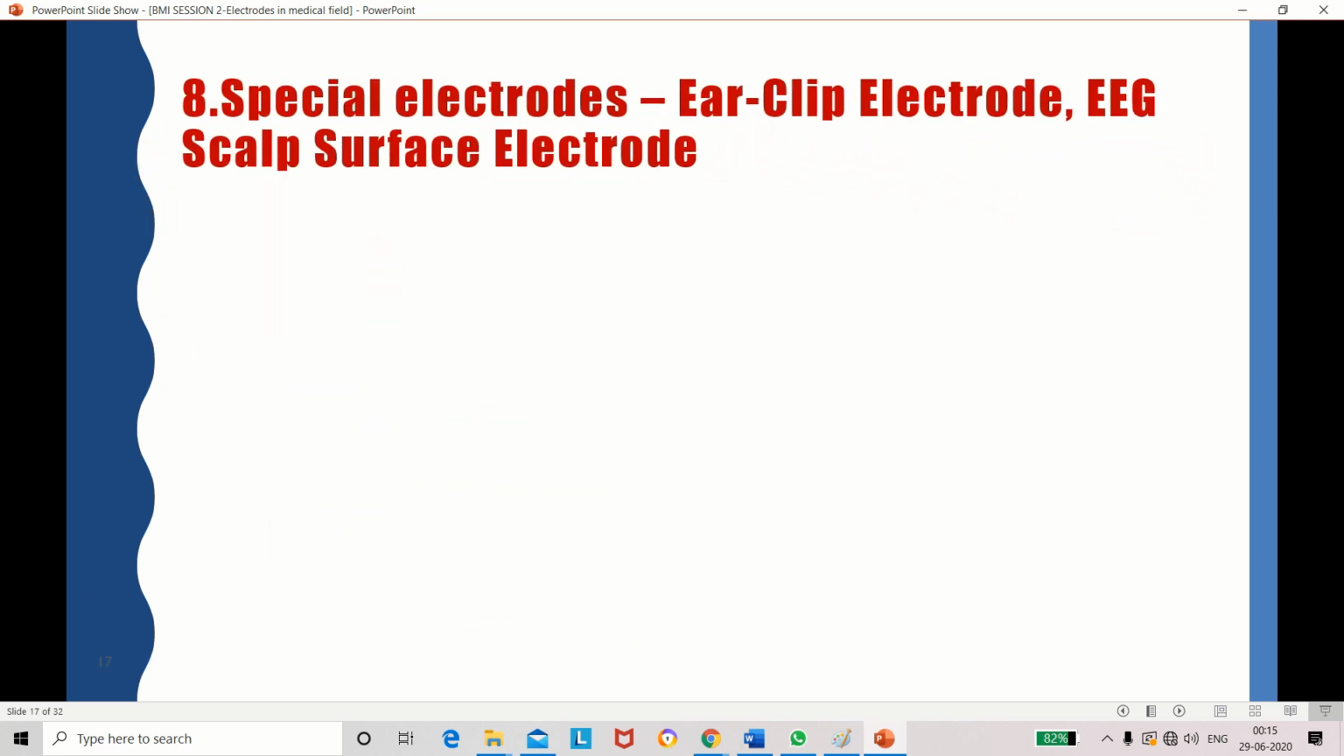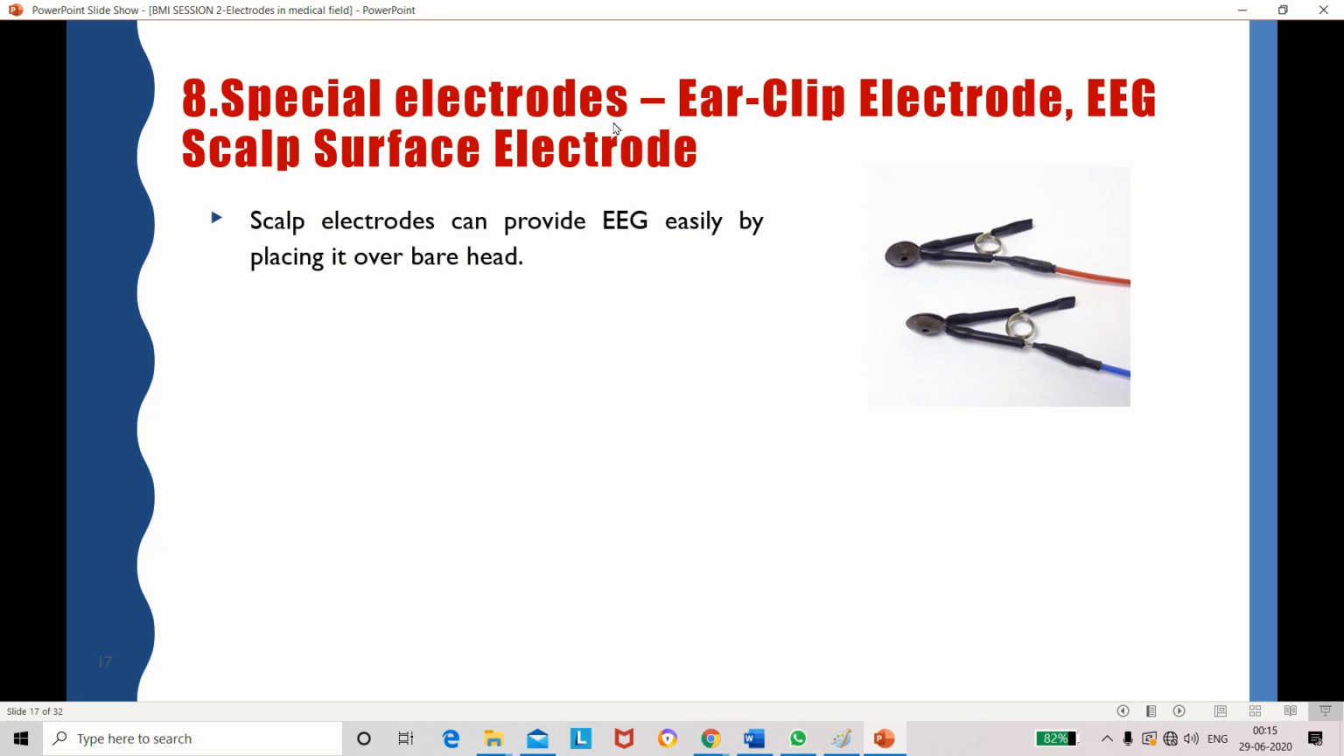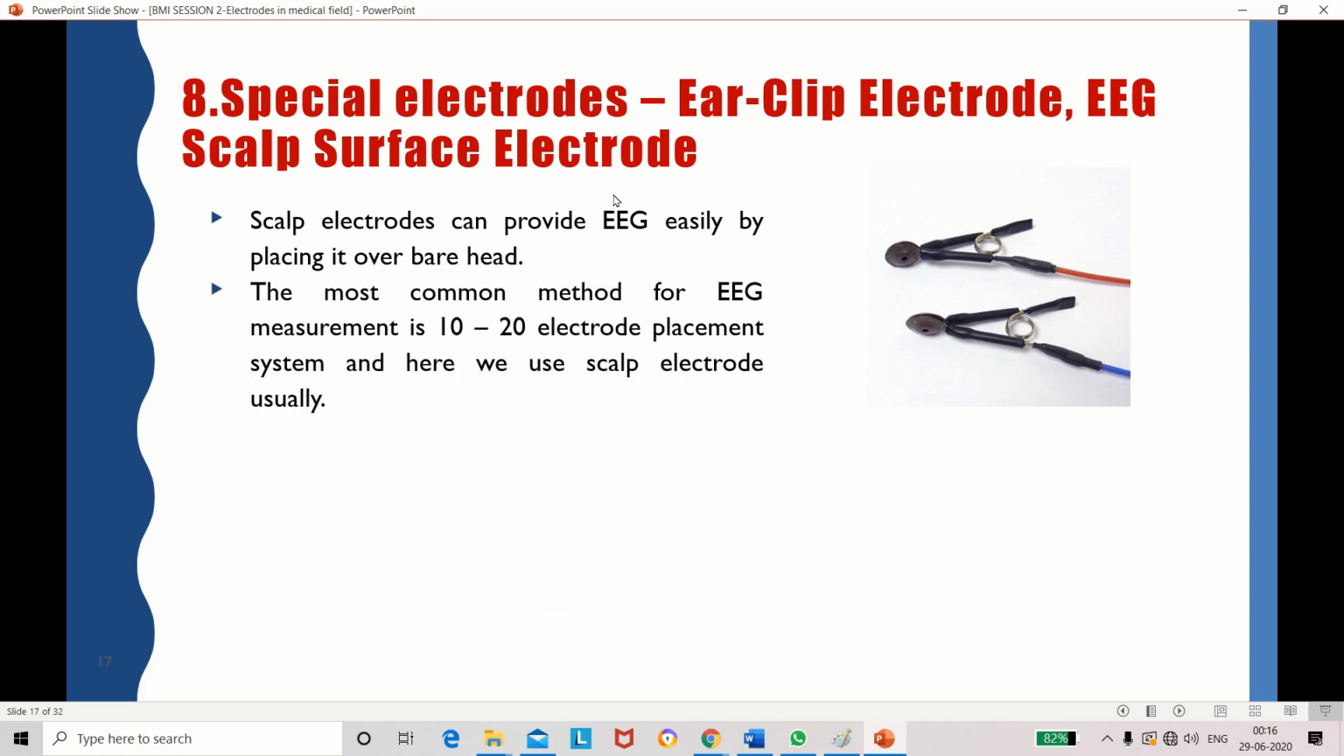Now the last type of body surface electrode is special electrodes. See this? This is one of the special electrodes called the ear clip electrode. Another special type of electrode is the scalp surface electrode. See, we have the word scalp. So this electrode we have to fix on the scalp of the patient. This scalp electrode can be used to measure the EEG signal. EEG means electroencephalography, to understand the condition of the brain.